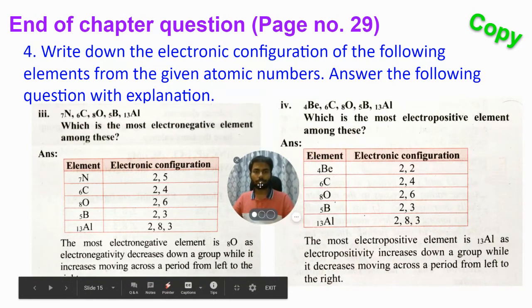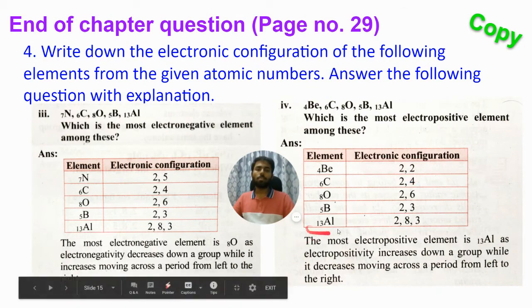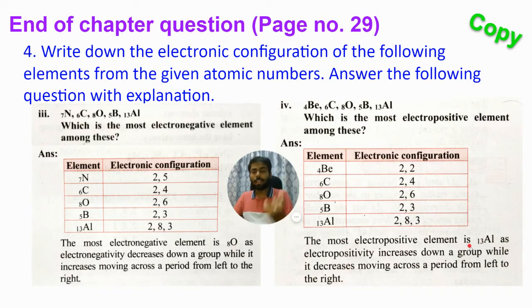Next, which is the most electropositive element? So electropositive के लिए उल्टा हो जाएगा. Electropositive means it wants to make itself positive. How will it make itself positive? By losing a few electrons. If it loses a few electrons, then it is going to become positive. Okay. So answer here is aluminium. Why aluminium? The most electropositive element is aluminium, as electropositivity increases down a group. So as you move from top to bottom, electropositivity is going to increase. Completely opposite of electronegativity. Okay.